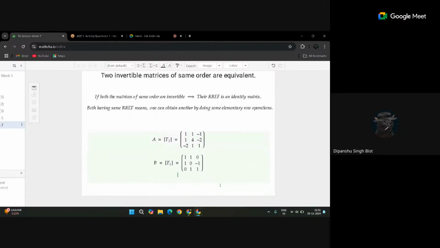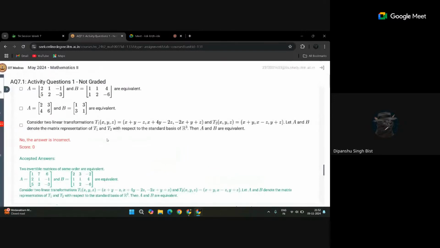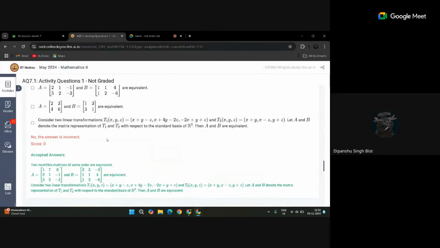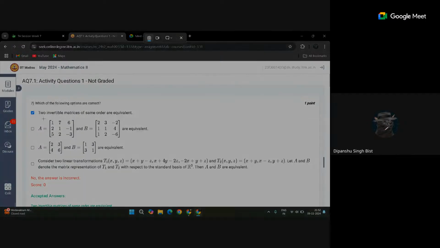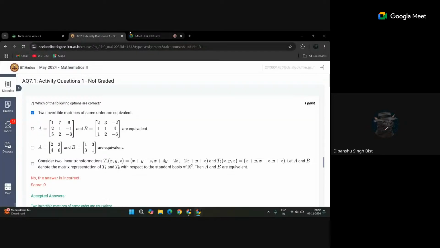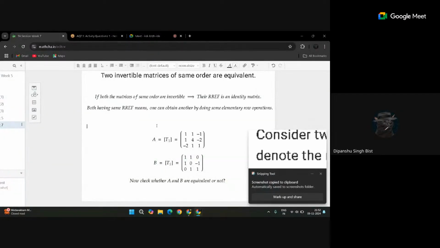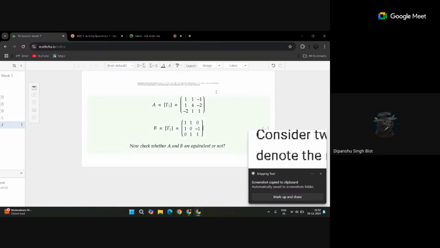So again, you have two matrices, and now check whether A and B are equivalent or not. So this was a task that we have done. Okay. Any doubt in this one? Any doubt still here?